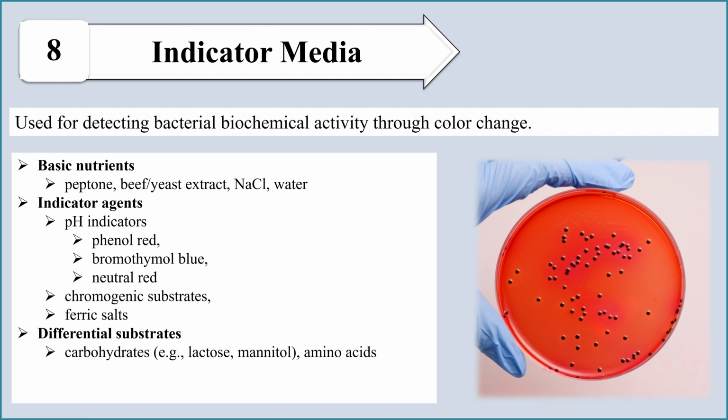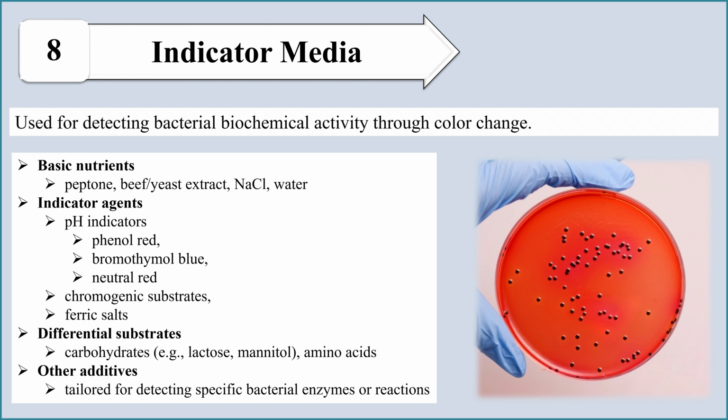Differential substances will differentiate on the basis of color. Carbohydrates like lactose and mannitol and amino acids. Other additives depend on the specific type of bacteria. These are tailored for detecting specific bacterial enzymes or reactions. So sometimes other additives are also added that are designed for the detection of specific bacterial enzymes.